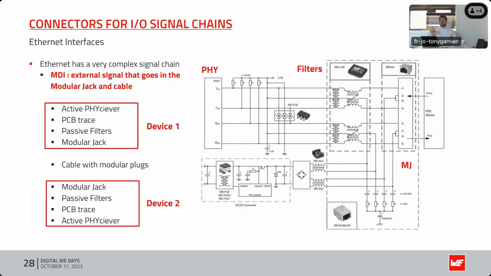So you will share this loss budget between the active receiver, the PCB trace, the filters here, the modular jack, then the cable, then device 2, the device that you are linked to, which will have the same constraints. We know that all the devices that follow the TIA standards that define the Ethernet interface will follow the same rule. That means you can plug any device 1 with any device 2 with any cable that respects the TIA, so the category.